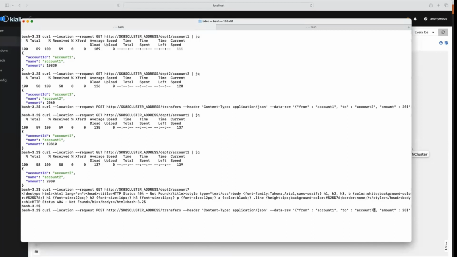So this is a transfer. This is a deposit into account 7. So I make a transfer request. So the transfer request must have actually failed. We can confirm this by looking at the balances again.